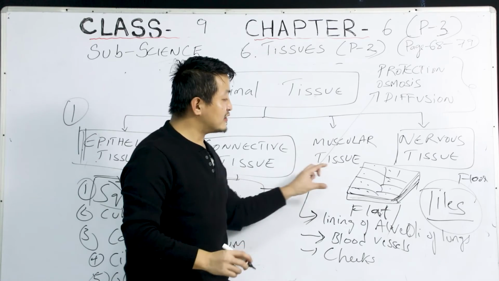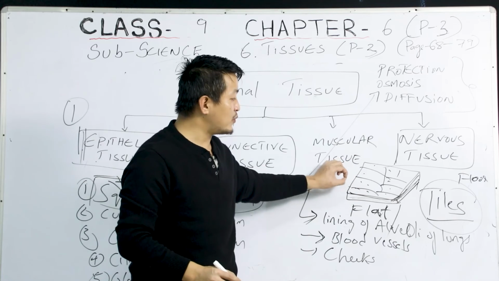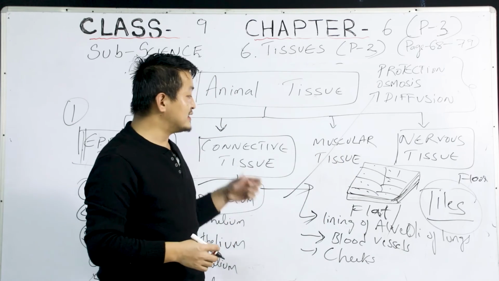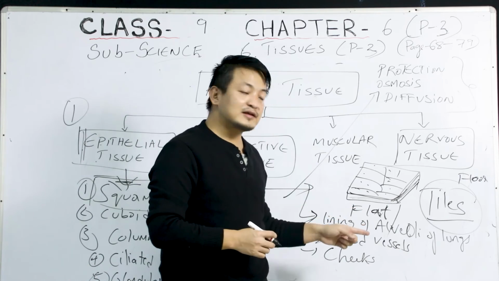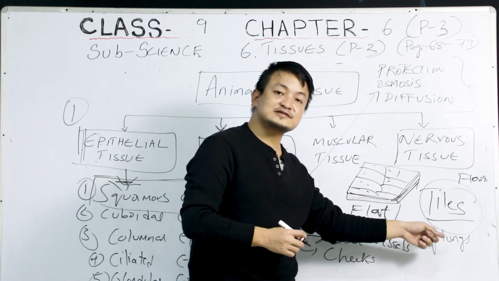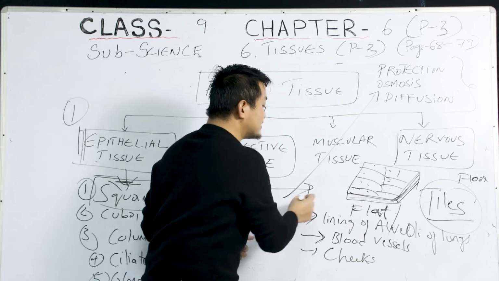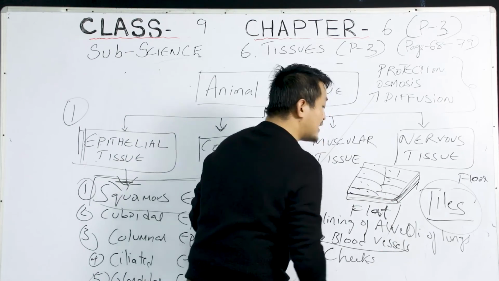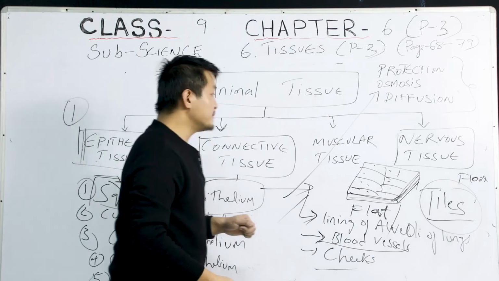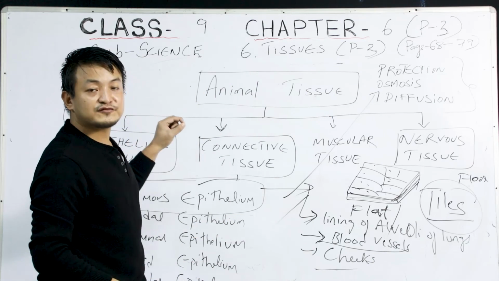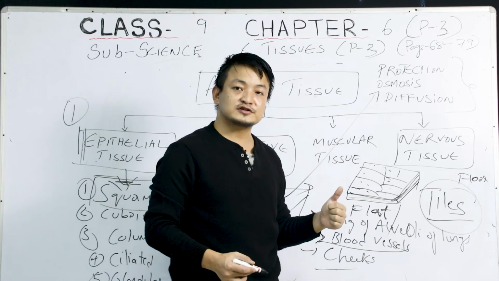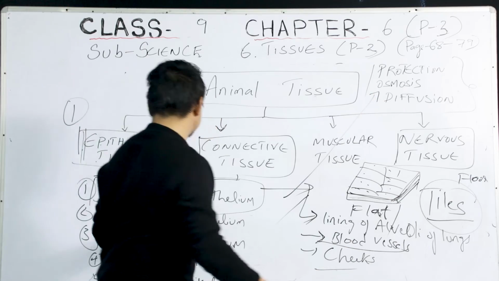Now, they are flat, arranged in the form of tiles, and we will find this squamous epithelium in the lining of alveoli of lungs. We'll find it even in our outer skin, and in blood vessels and the cheeks. And what is the main important function? POD: protection, osmosis and diffusion. So that is all about the squamous epithelium.